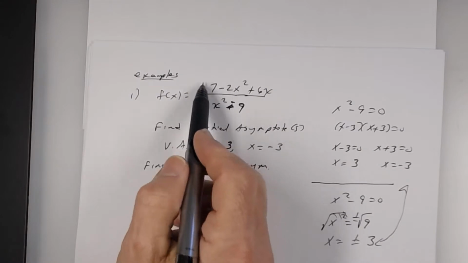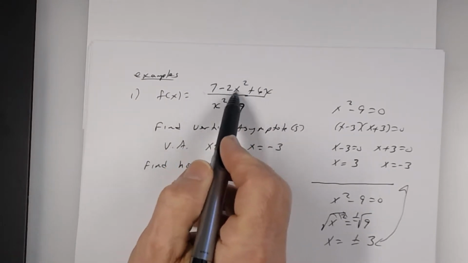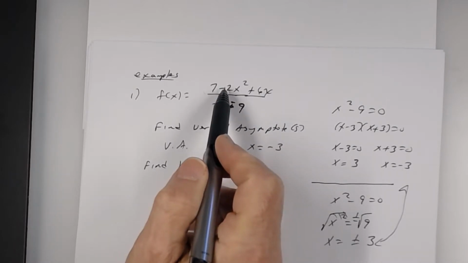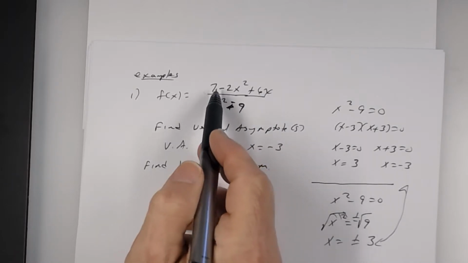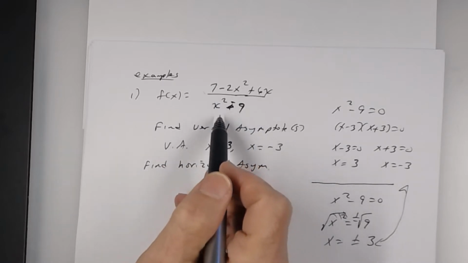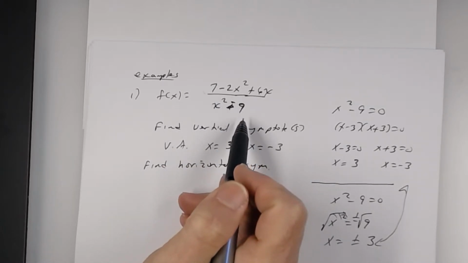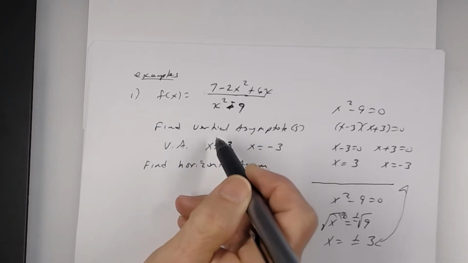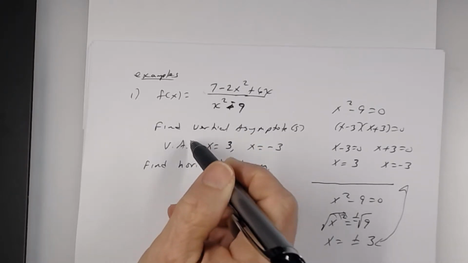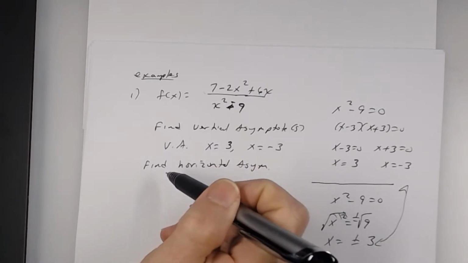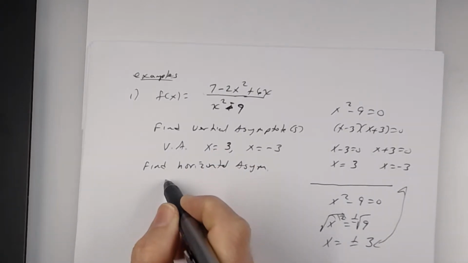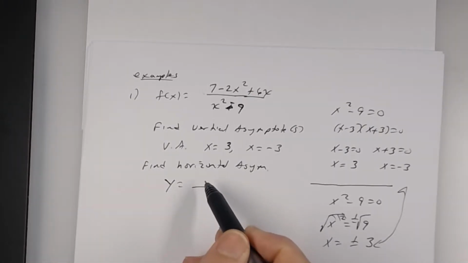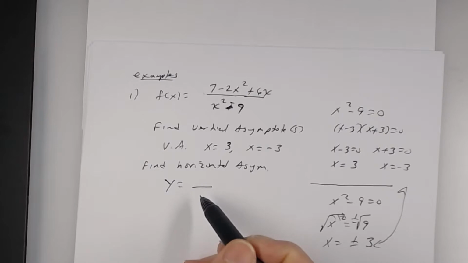What is the degree of that first term? 0. What's the degree of the second term? 2. And what's the degree of the third term? So what's the degree of the polynomial? 2. The largest degree term. What is the degree of the denominator? 2. What do you notice about the degree of the numerator and the denominator? They're the same. So we know that if they're the same, then the horizontal asymptote is going to be y equals the leading coefficient of the numerator divided by the leading coefficient of the denominator.